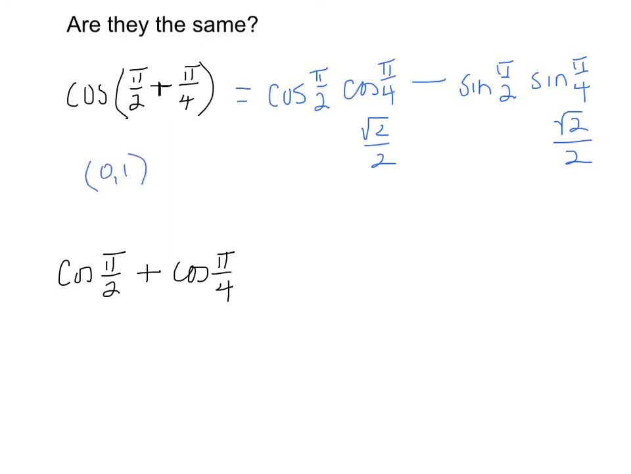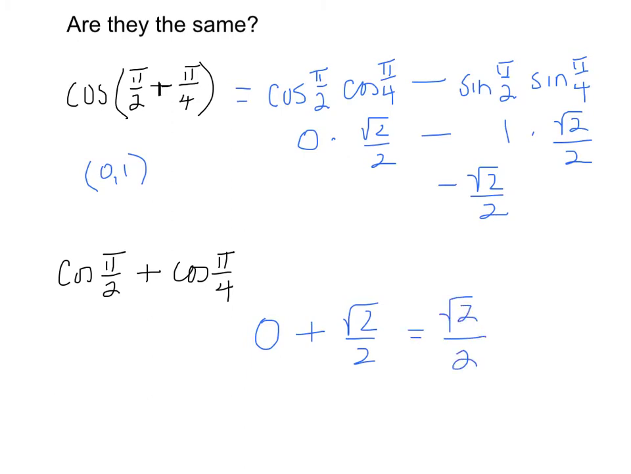So the cosine is going to be 0, and the sine is going to be 1. So this is going to be negative square root of 2 over 2. So the sum of these two angles is going to be the negative square root of 2 over 2. All right, so then if you go down to the bottom and you ask, what is the cosine of pi over 2? Well, that's 0. And the cosine of that is square root of 2 over 2. And these do not equal each other. So I have square root of 2 over 2, which does not equal negative square root of 2 over 2.